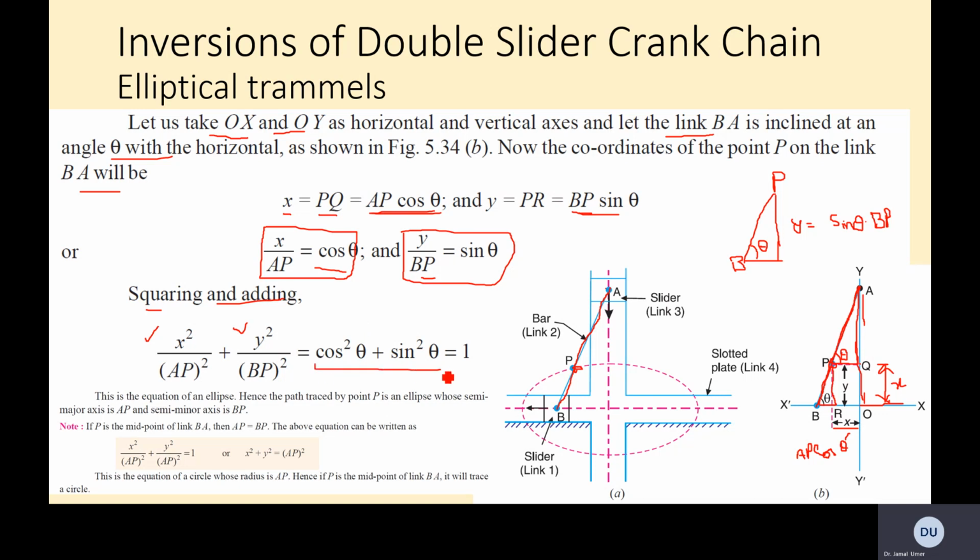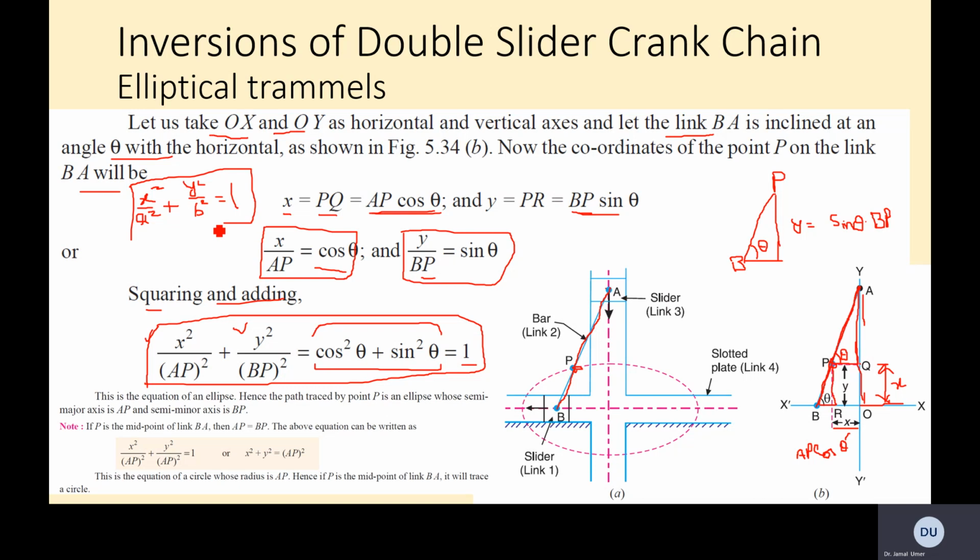And this is a very famous trigonometric relation: cos square theta plus sine square theta is 1. So that's, you see, one of the equations for an ellipse. This is a famous equation. If I write it like this, x square over a square plus y square over b square is equal to 1. So that's the famous standard equation for an ellipse, where a and b are the major and minor axis. So this is the equation of an ellipse.